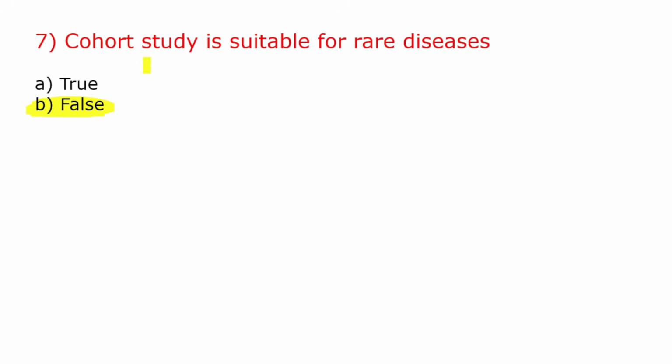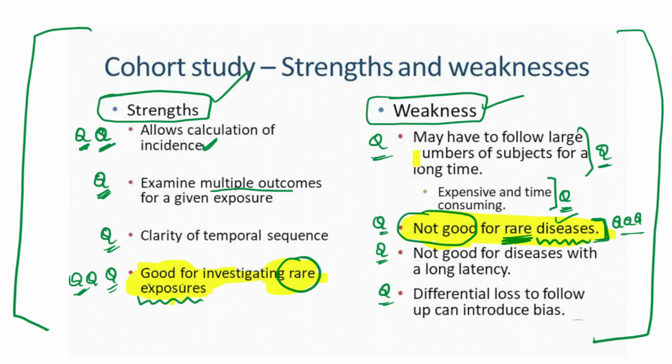If they had asked that cohort study is suitable for rare exposures, then the answer would have become true. But otherwise, because cohort study is suitable for rare diseases, it is a false statement, because the truth is that cohort study is not good for rare diseases, but it is good for investigating rare exposures. So please remember this difference regarding the strengths and weaknesses of the cohort study.